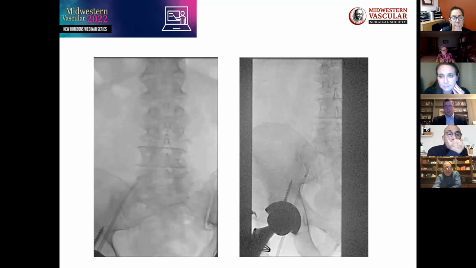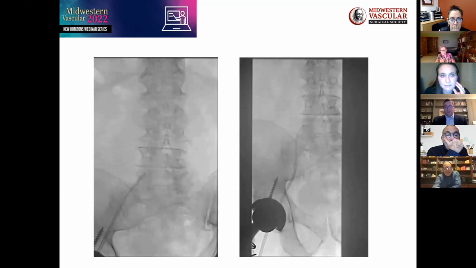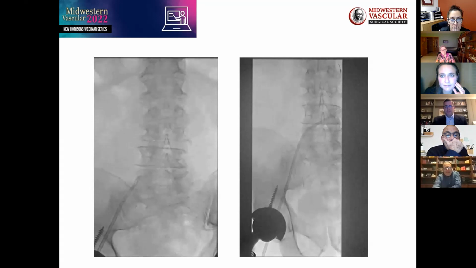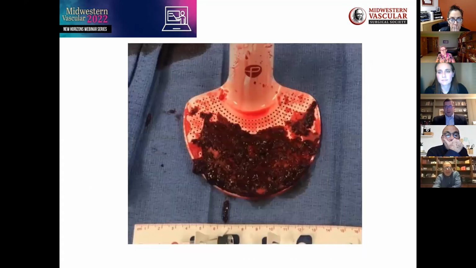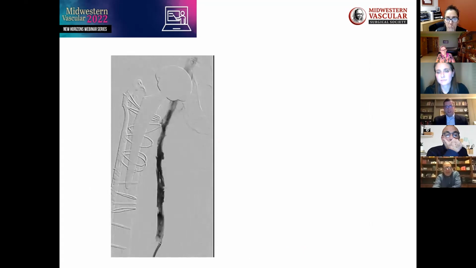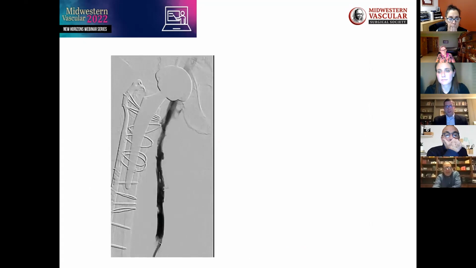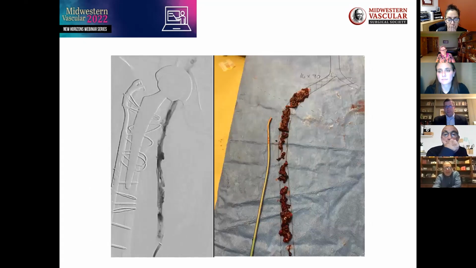The video on the right, as it plays through, you can see the catheter itself jump through the stenosis with how tight that stenosis actually was. And then here are some pictures of the thrombus that were removed using the Penumbra device. Post-procedurally, here's a venogram of the femoral vein. You can see good flow. And just to show the amount of thrombus that we removed with the device, you can see here laid out on the table.